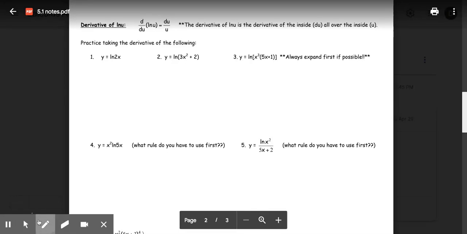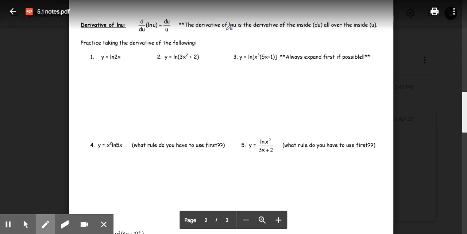Hey guys, so we're finishing the 5.1 notes, and this is where the calculus comes in. The beginning part was basically reviewing what a natural log is, how to expand logs, properties of logs, but here we're actually learning how to take the derivative of a log, and it's actually not a hard formula to know.